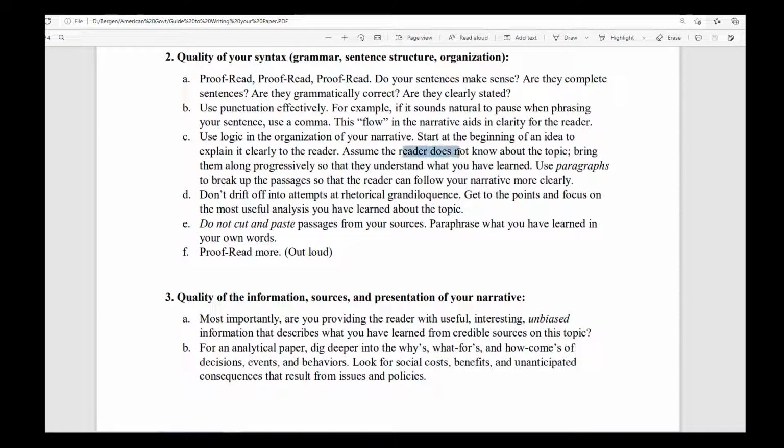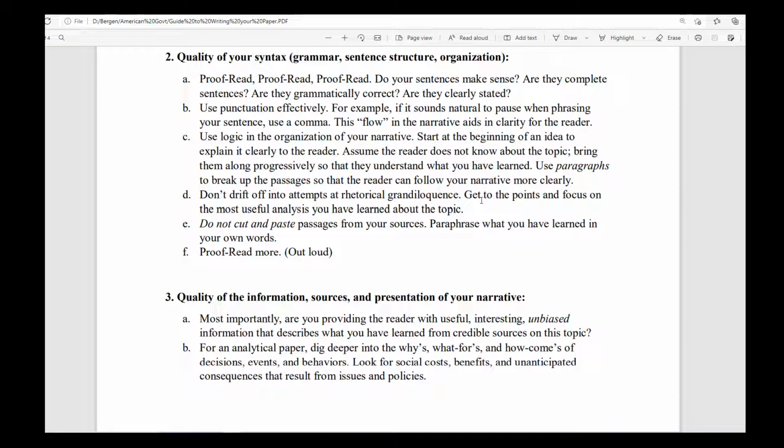You want to assume the reader does not really know much about the topic. Bring them along progressively so that they understand what it is that you've learned. And what I've learned for many years is the best way to actually learn about something is to teach it or present it to someone else. Then that means you are really learning it, because then you have to describe what you've learned in your own words, which has power. That is a very useful purpose for you to learn something and then try to explain that in your own words. Very powerful.